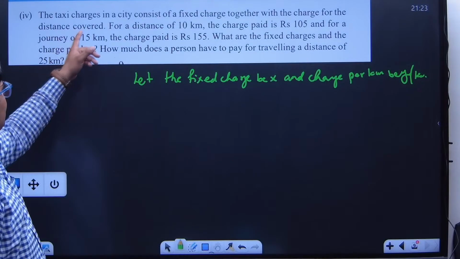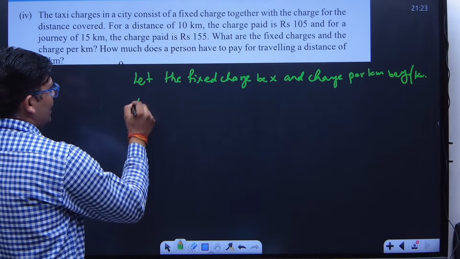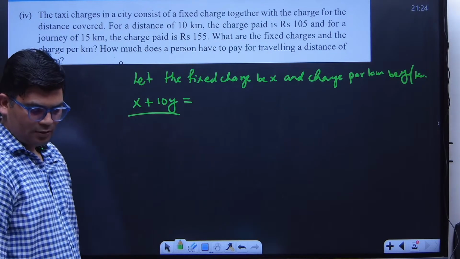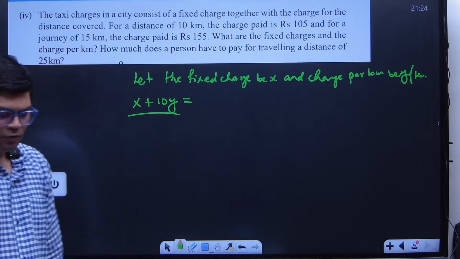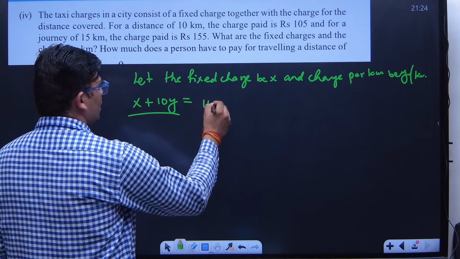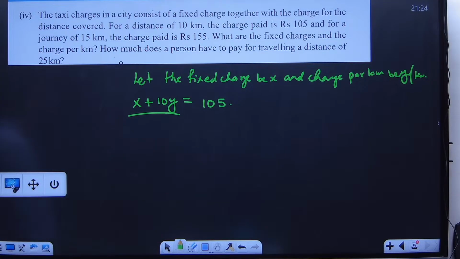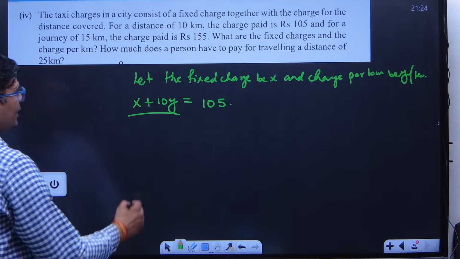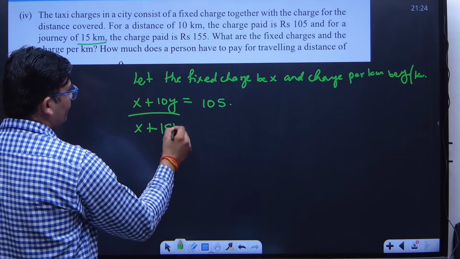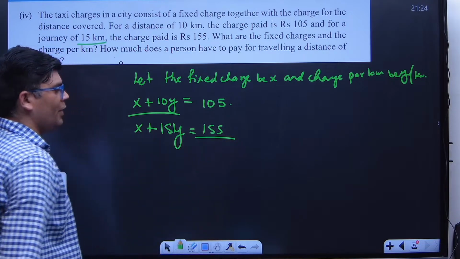So if the taxi ran for 10 kilometers, he will pay X plus 10Y. This is the amount that he is going to pay. X plus 10Y is equal to how much? 105. All right. And then in the second case, how much did the taxi go? For 15 kilometers. So X plus 15Y is equal to 155.